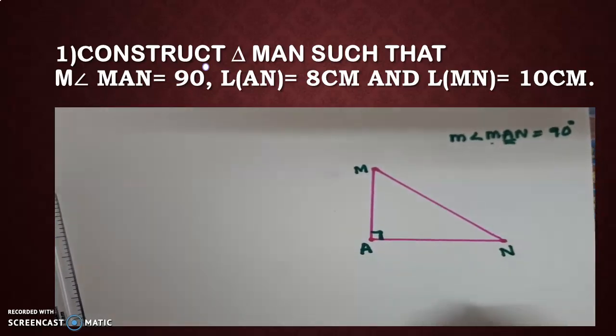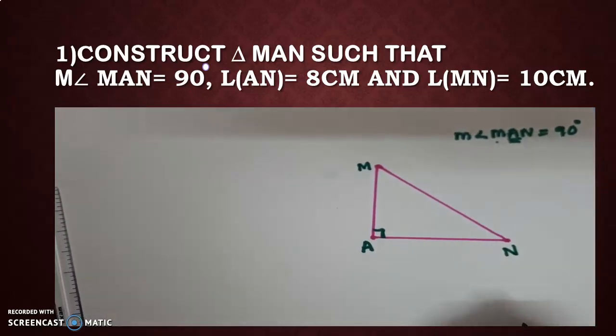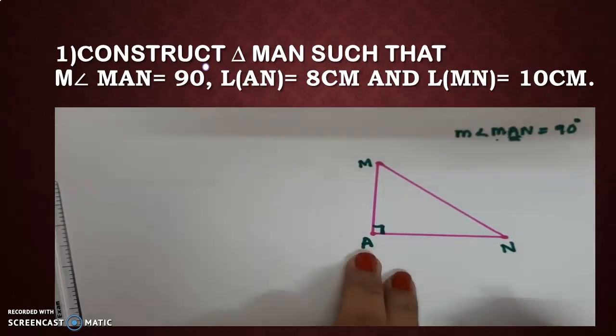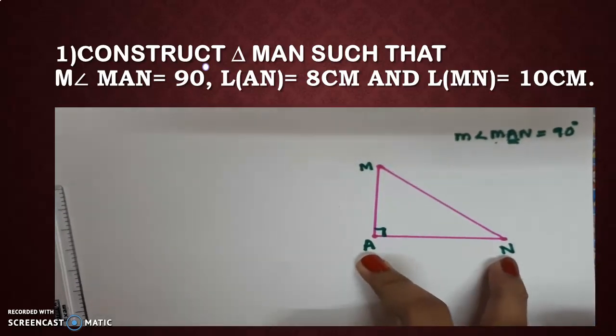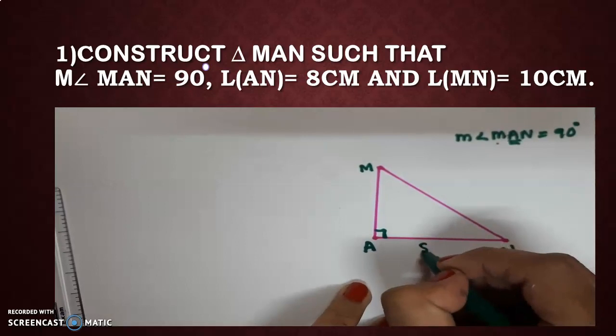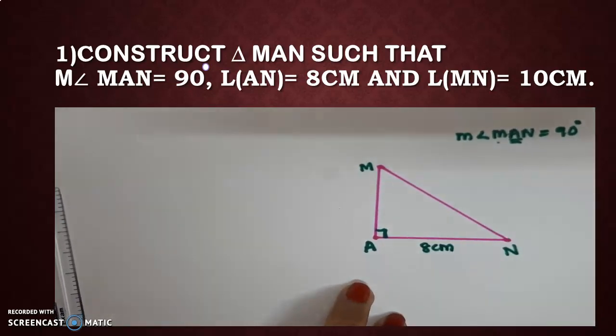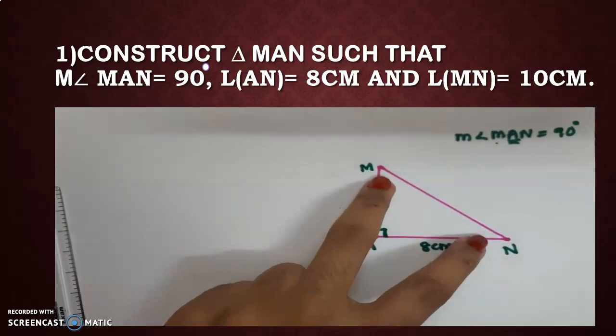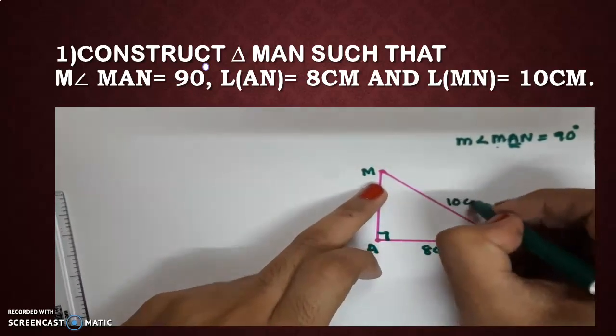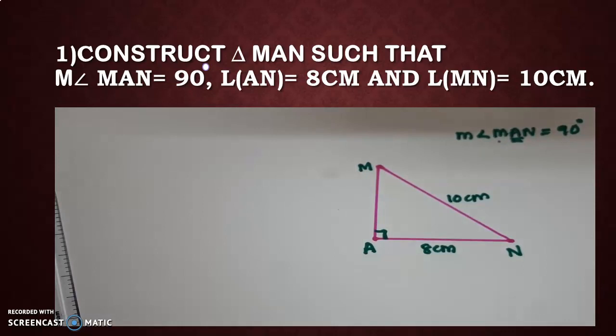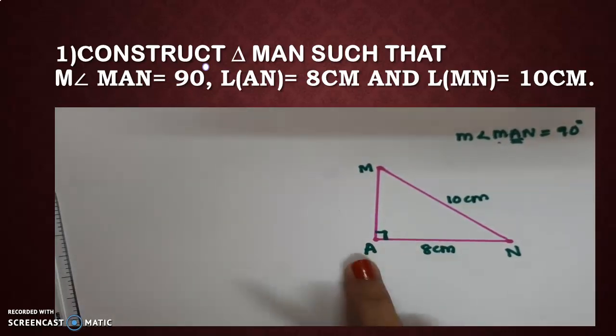Now further we will see what measurements are given. Length AN is given as 8 centimeters. This is our AN, so we will write here 8 centimeters. Then it is given MN is 10 centimeters. This is our MN, so here we will write 10 centimeters. So we will start our construction.